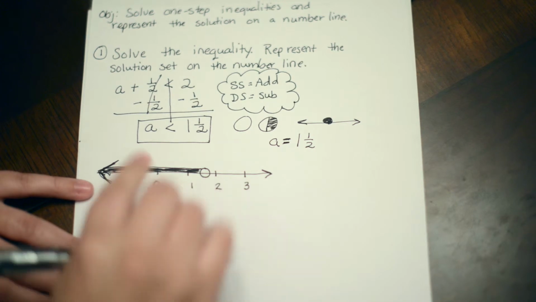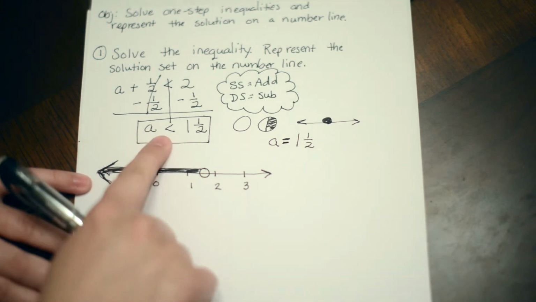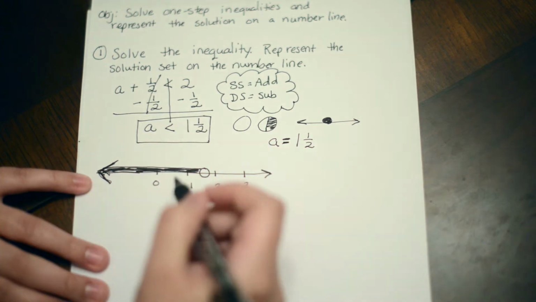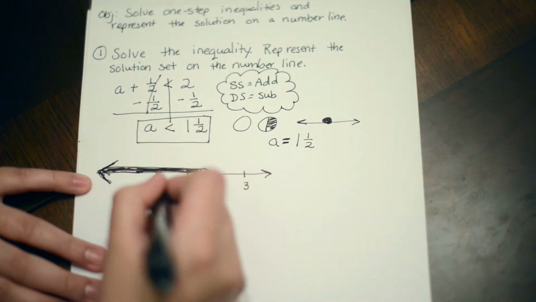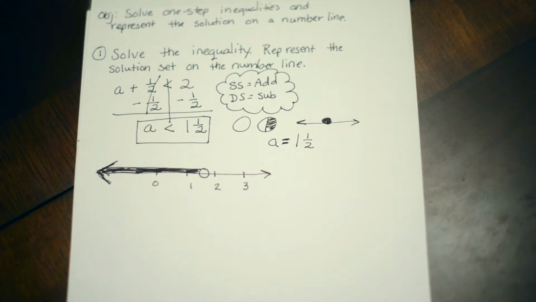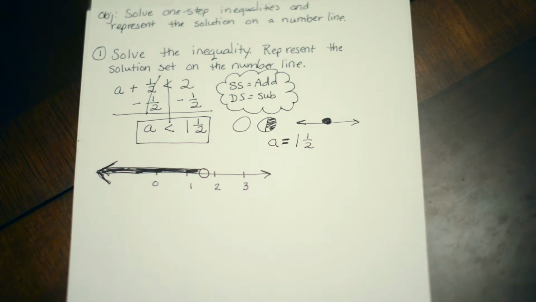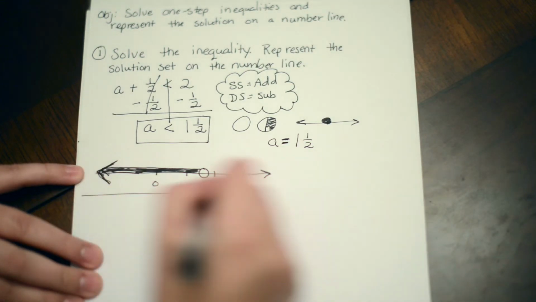For example, if I were to plug in a 0 where the letter A is, 0 less than 1 and 1/2? If it's a true statement, then it's colored because it could be a true statement. Okay, so that was number 1. We're going to go ahead and move on to number 2.